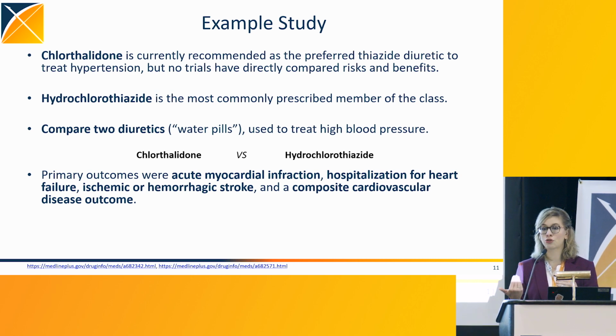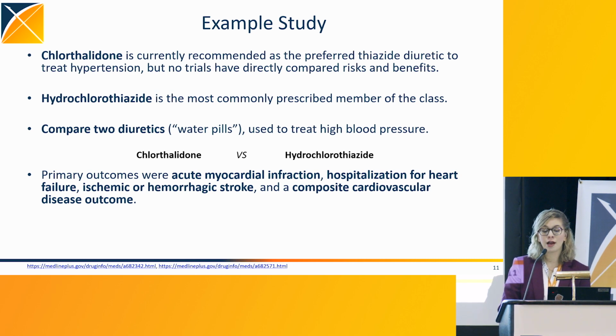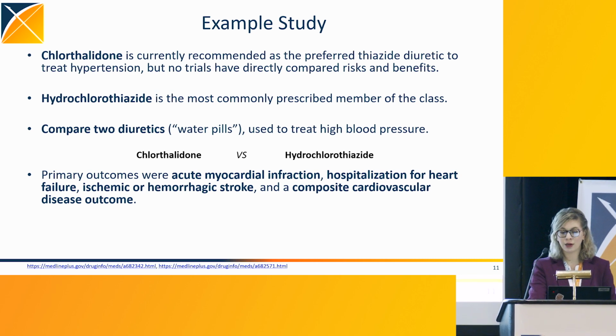So we had two exposures that we were interested in. And Fawn will talk a little bit about when we set up a population level estimation, we'll have our target and comparator, and then we're typically going to think about those target and comparator in a set of outcomes. In this paper, there were some primary outcomes like acute myocardial infarction, hospitalization for heart failure, ischemic or hemorrhagic stroke, and a composite cardiovascular disease outcome. So we're going to compare these two drugs to see which one has higher risk of experiencing one of these outcomes.